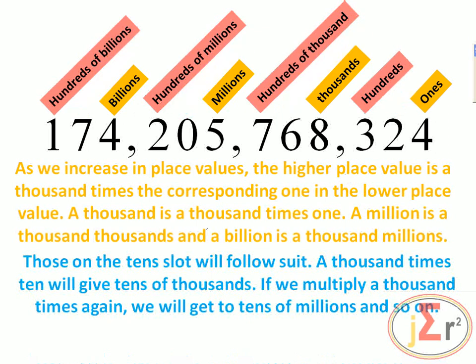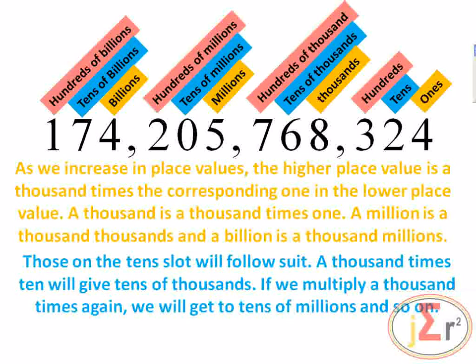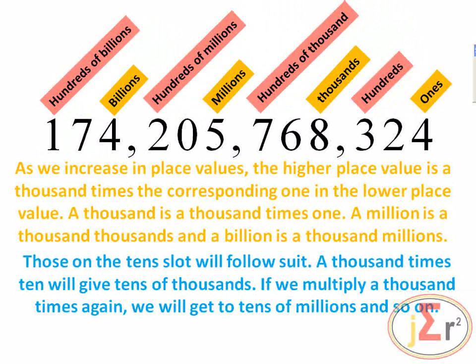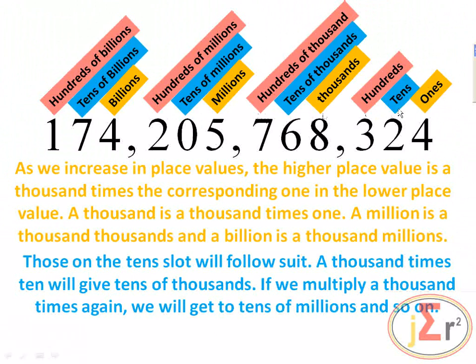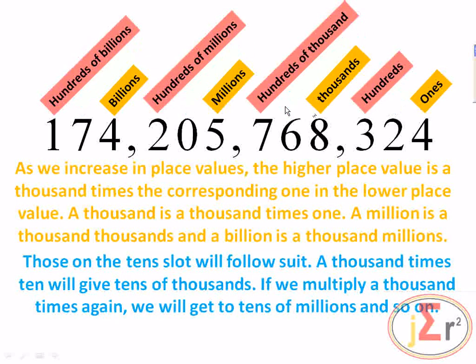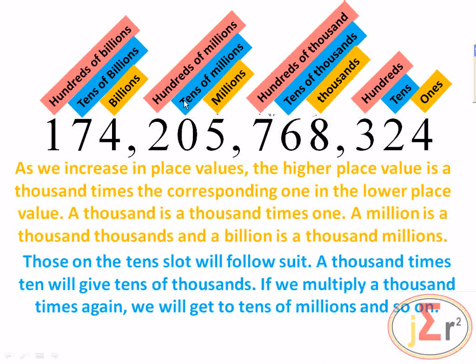Those in the tens slot will follow suit. 1,000 times 10 will give tens of thousands. If we multiply by 1,000 again, we will get tens of millions, and so on. So we have the same thing right here for the tens. So this one is tens, and this one is 1,000 times 10. So this is tens of thousands. And then this one is 1,000 times this one. So it is tens of millions. And then this will be tens of billions.